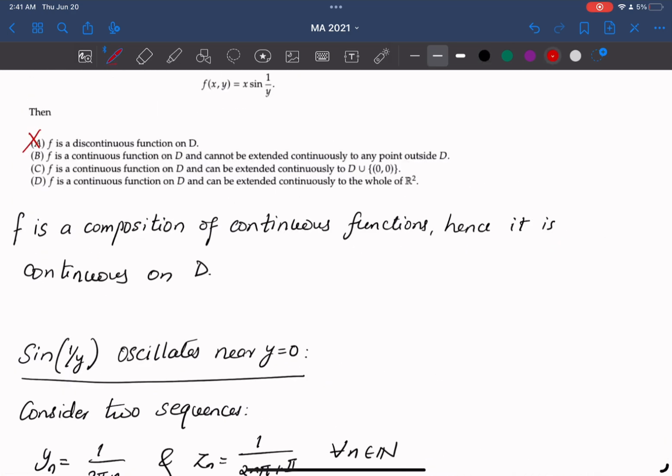Now let us look at the options. Option B says that f is a continuous function on D and cannot be extended continuously to any point outside D, which is wrong because we know that it can be extended to (0, 0) continuously. This automatically makes option C the correct option because f we know is continuous on D and can be extended continuously to the origin as well. So option D must be wrong, which can also be verified.